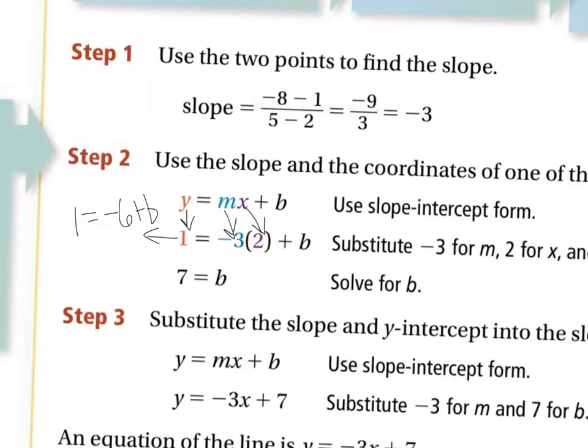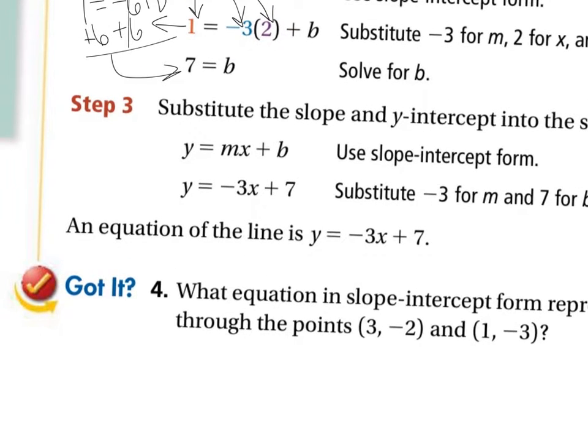But anyway, they would have multiplied -3 times 2, and then you add 6 on both sides. Then they would get b equals 7. So the y-intercept is 7, and we know the slope was -3. That's how they got the equation, y equals -3x plus 7. And if we had substituted the other point, (5, -8), we would have gotten the same y-intercept and the same equation.